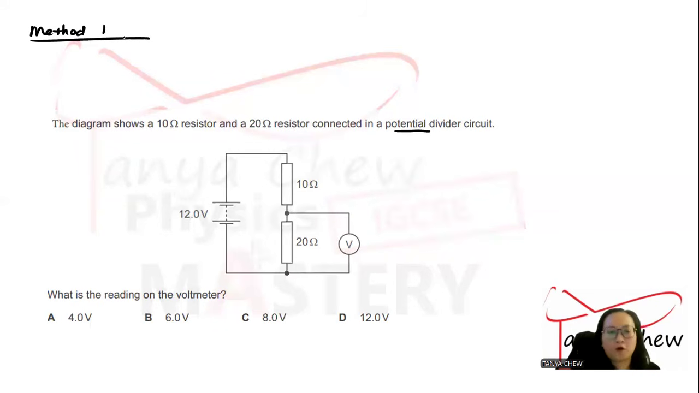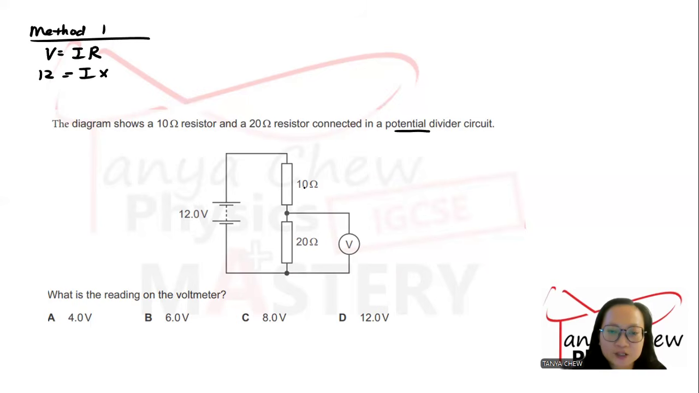But of course, method number 1 is longer. So I'm going to use Ohm's law, V equals IR. I want to find the value of the current. 12 is the total V, the EMF of the battery. And I don't know the resistance, because these two, 10 ohm and 20 ohm, are connected in series. So you just add them up, it becomes 30. I is equal to 12 divided by 30, which is equal to 0.4 ampere.